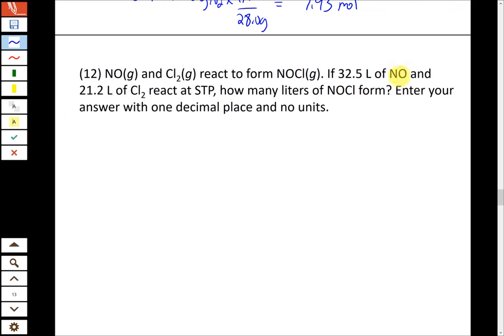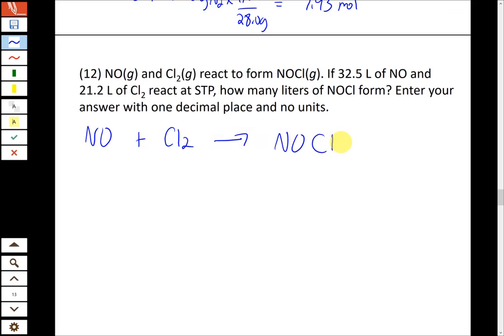We have 32.5 liters of NO, 21.2 liters at STP for Cl2. How many liters of our product form? So in problems like this, first it's a stoichiometry problem, so we're figuring out how much product forms from given amounts of reactants. We need a balanced equation. So NO and Cl2 react to form NOCl.